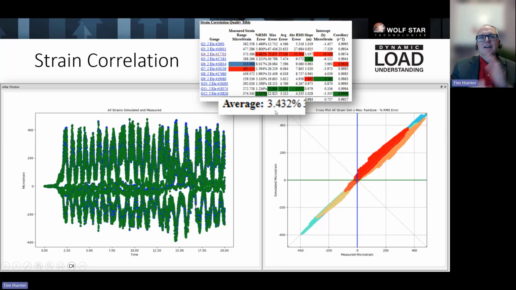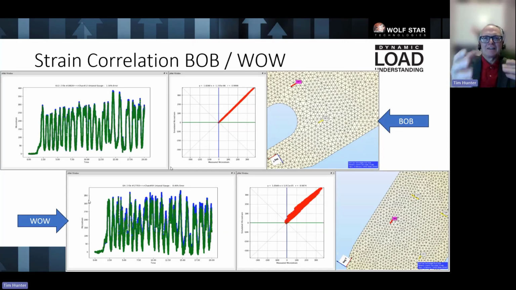Pretty cool. And just to drill down a little deeper, I've got a Bob and Wow plot. The top set of plots are my best of the best, Bob, and the bottom curves are my worst of the worst strain gauges. You see my Bob plot there. I've got nearly one-to-one correlation, a nice straight line on the 45-degree line. This is perfect correlation. But even my worst strain gauge on this thing has a still pretty darn good correlation, okay? So now we've got these loads calculated. We've got high confidence that they're right because we're getting strain correlation all over the structure.